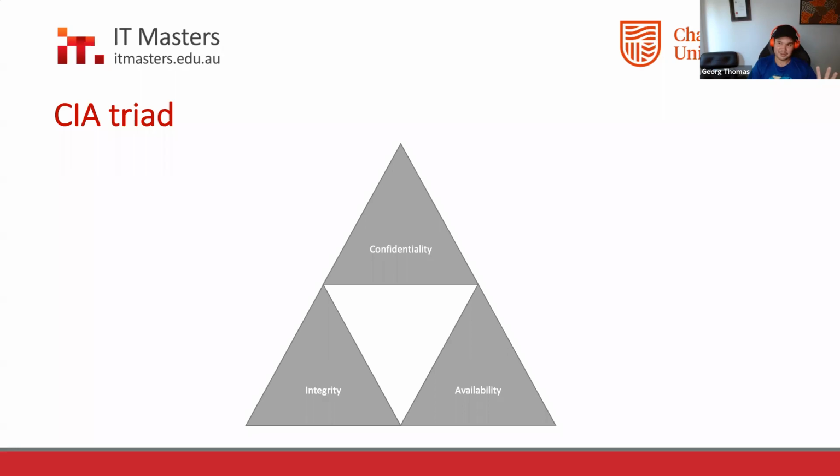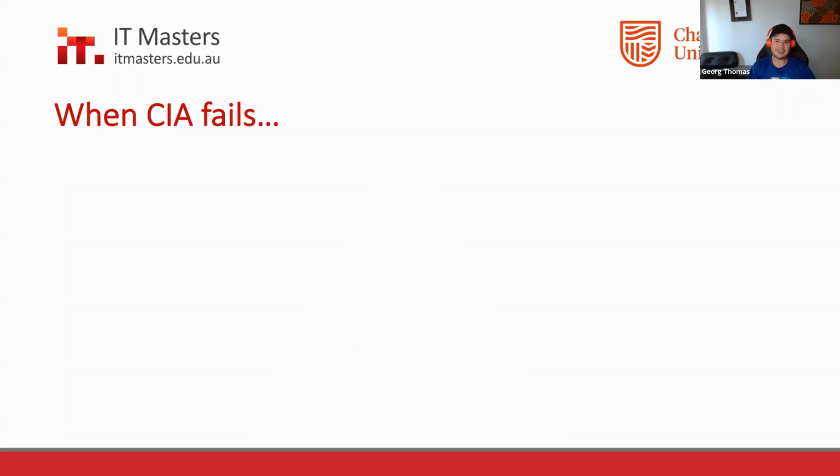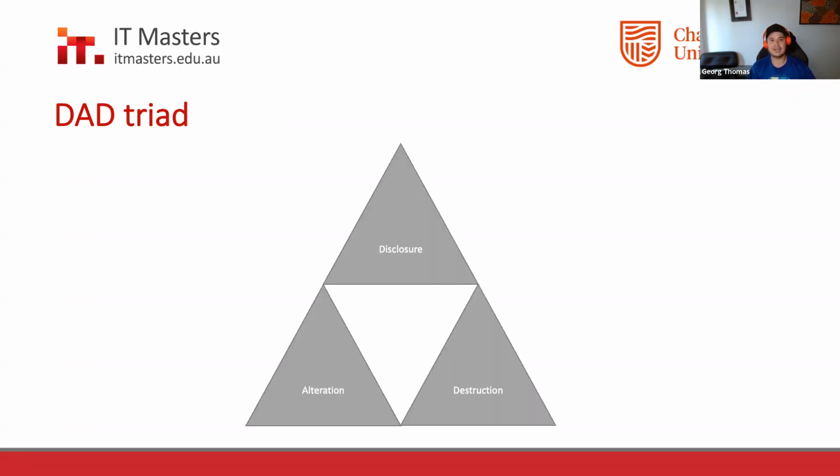I'm sure many of you are familiar with the CIA Triad. One that I don't hear as much, but is very relevant, is when CIA fails, right? And you end up with the DAD triad. I'm probably going to toggle backwards and forwards. When confidentiality fails, what you end up with is disclosure. When integrity controls fail, what you end up with is alteration. And when availability fails, then you potentially end up with destruction.